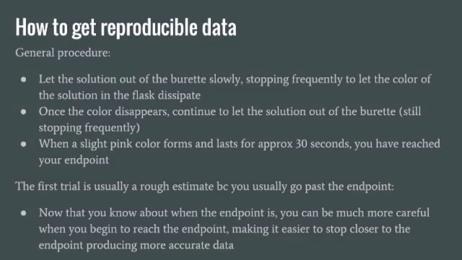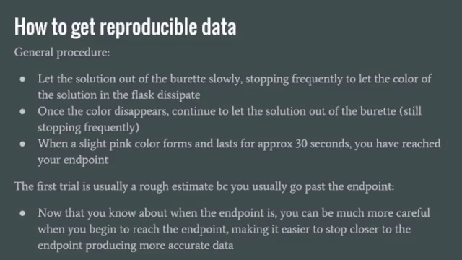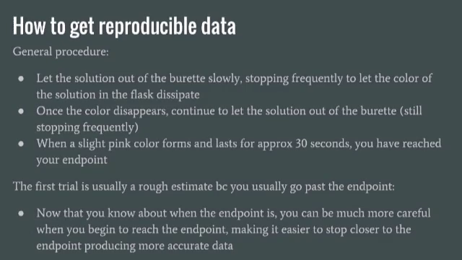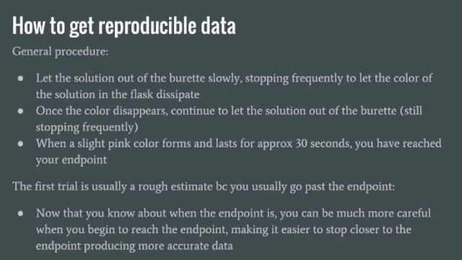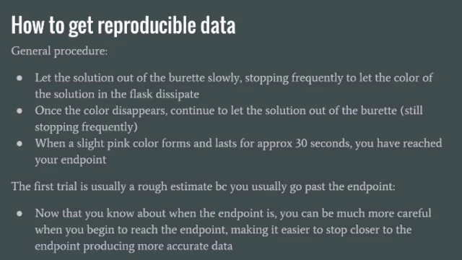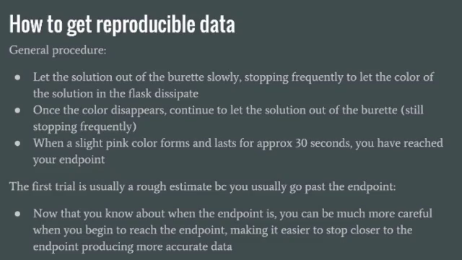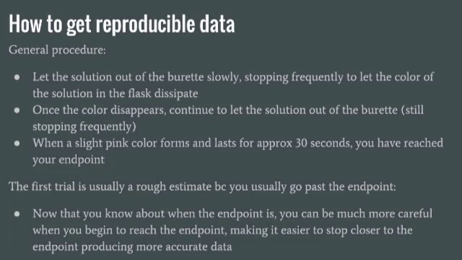So the first trial is usually a rough estimate, as I said before, because you usually go past the endpoint during that first trial because you're still figuring it all out. So once you've done that, then you can be more precise with your other trials. Now that you know about when the endpoint is, you can be more careful when you're beginning to reach that endpoint so that you make sure you're not going to go over it, and this makes it easier to stop closer to the endpoint, producing more accurate data because you're aware of that endpoint.